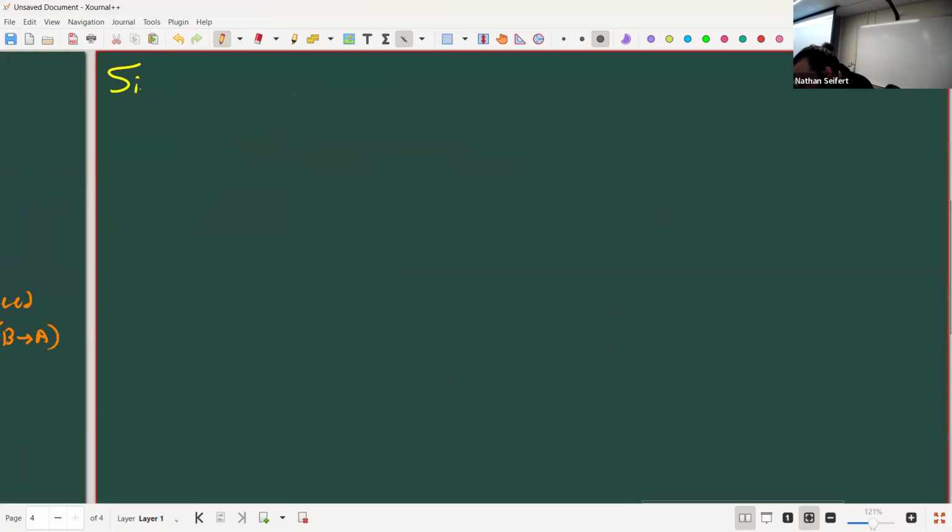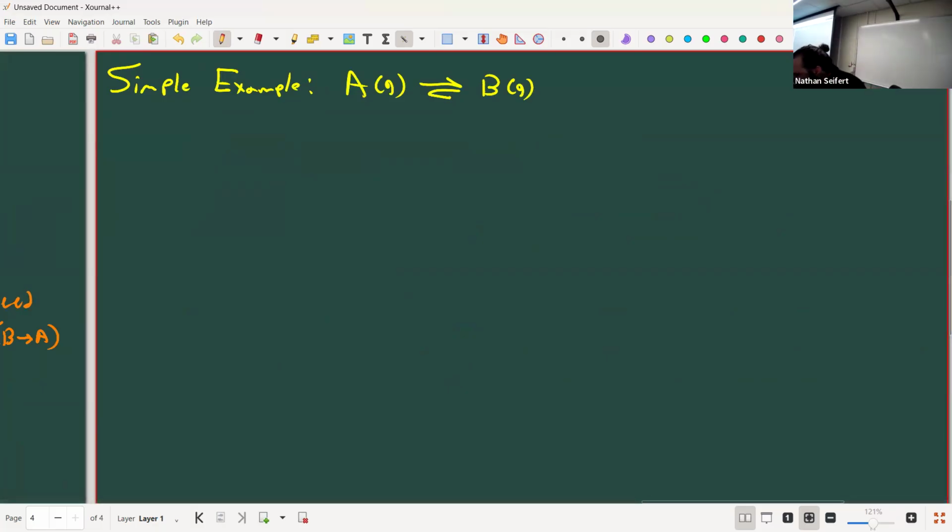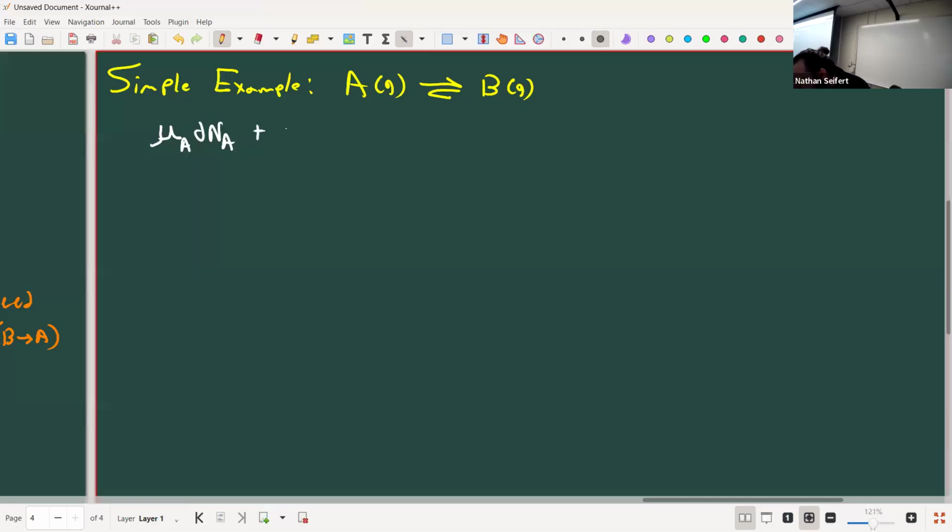All right, so let's go back to our simple example between two gases A and B. Our equilibrium equation for this system is that the chemical potential of A times the change in the number of A, plus the chemical potential of B times the change in number of B, is equal to 0. That's our equilibrium condition.